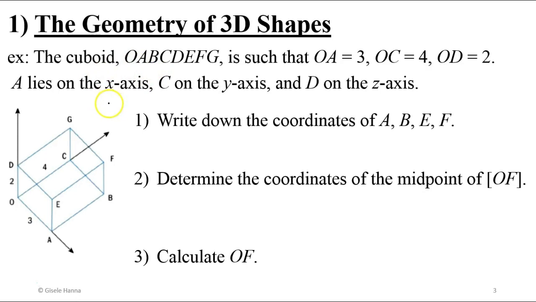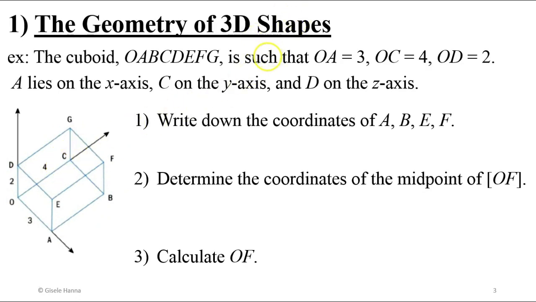We have here a cuboid in this example. Usually a cuboid refers to a rectangular prism, where the sides of the cuboid are rectangles.